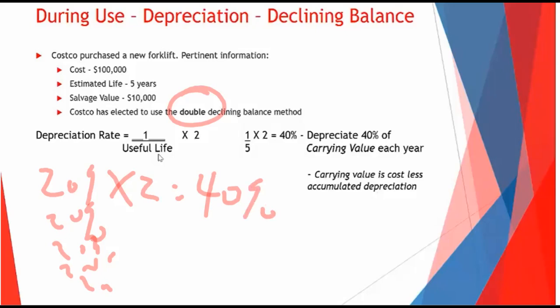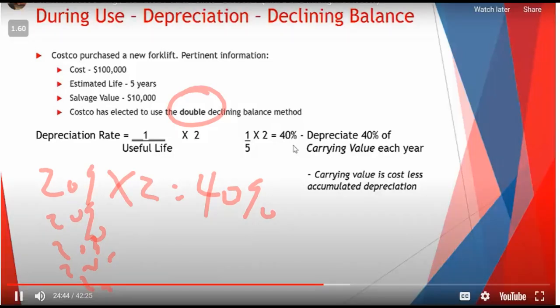So as opposed to depreciating a fifth each year, we're going to multiply that by 2 and depreciate 40% each year. You can do fractions and percents, everyone, not just integers. So we use the phrase, we're going to depreciate 40% of the carrying value each year. Sometimes we'll refer to that as net book value, but carrying value or net book value, that is the cost of the asset less the accumulated depreciation.